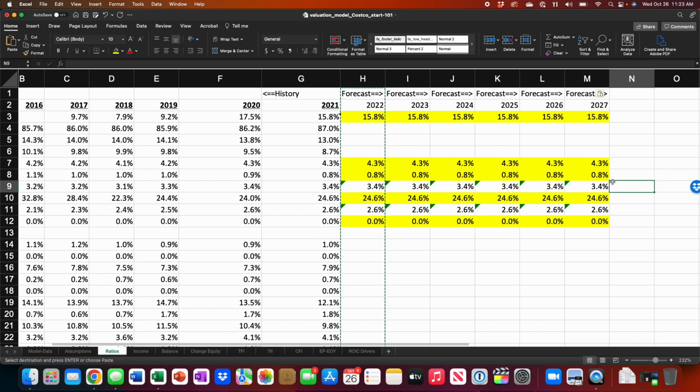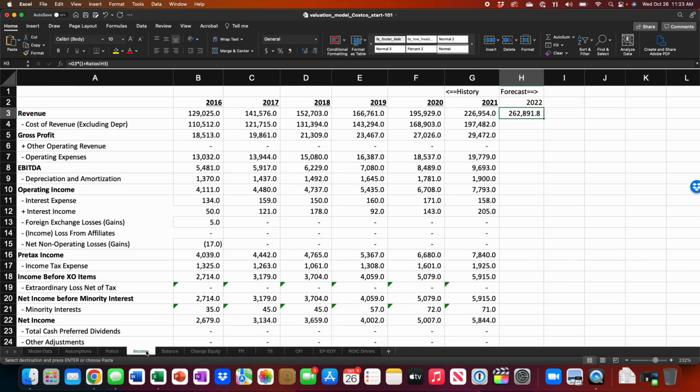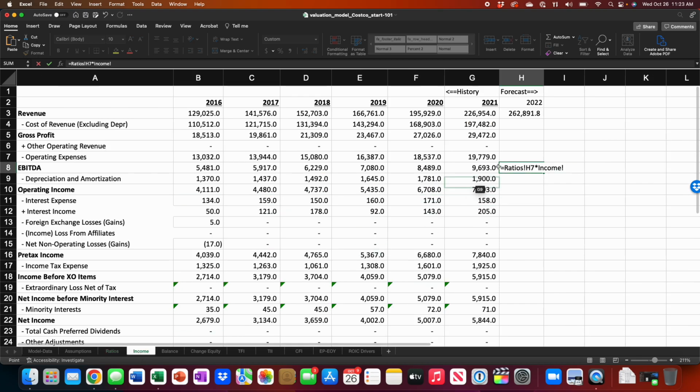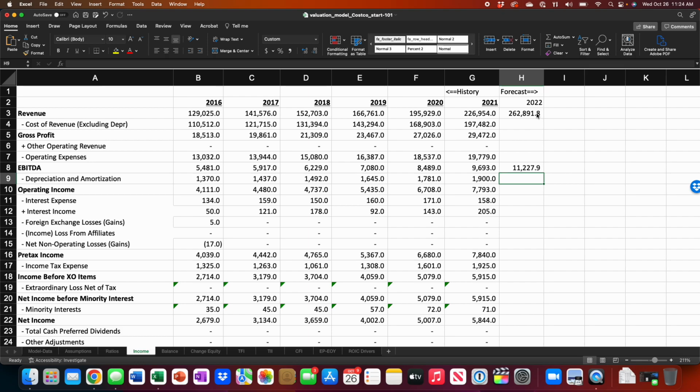Okay. Now let's go to the income statement and start filling that out. So, EBITDA dollars, which is H8, equals, from the ratios tab, 2022 EBITDA as a percentage of sales. So that's H7, times, from the income tab, 2022 revenue or sales is H3, 11227.9. So forecasted revenue, then as a percentage of revenue, that's the EBITDA.